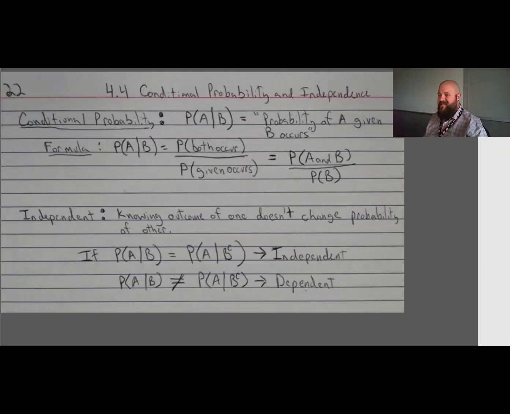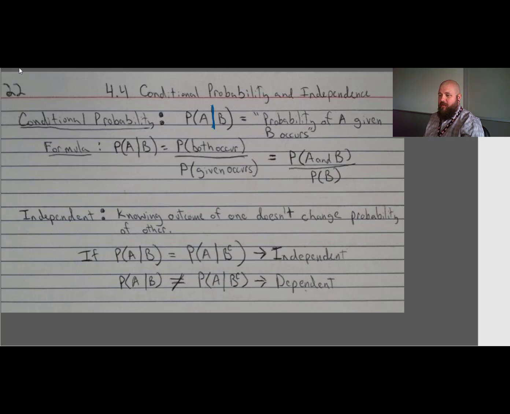Okay, so for statistics, we're going to jump into 4.4, conditional probability and independence. Conditional probability is written out as probability of A given B occurs. It is notated by that solid straight line right there, okay? That is how the given value is notated. So it's read as probability of A given B occurs.